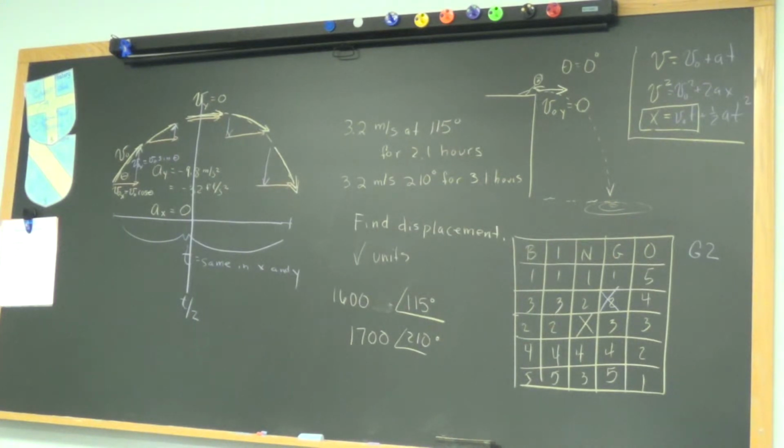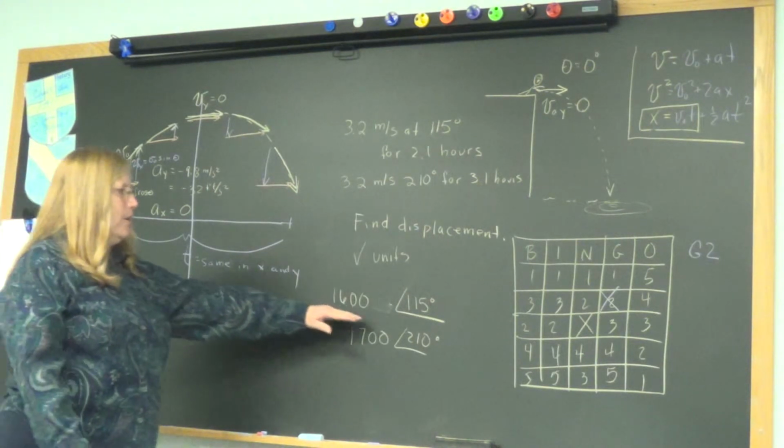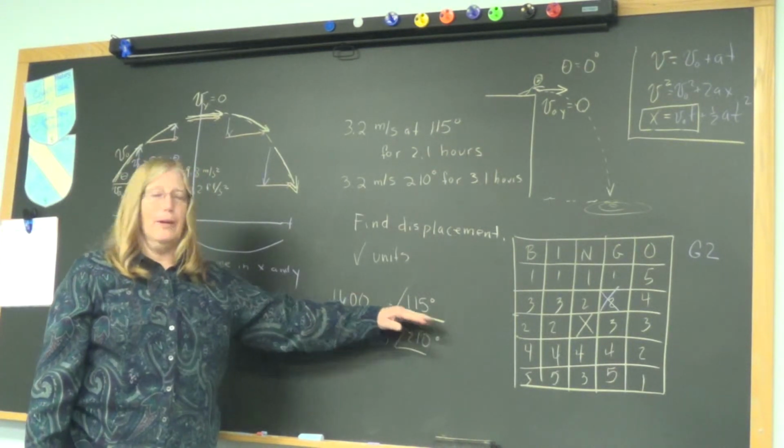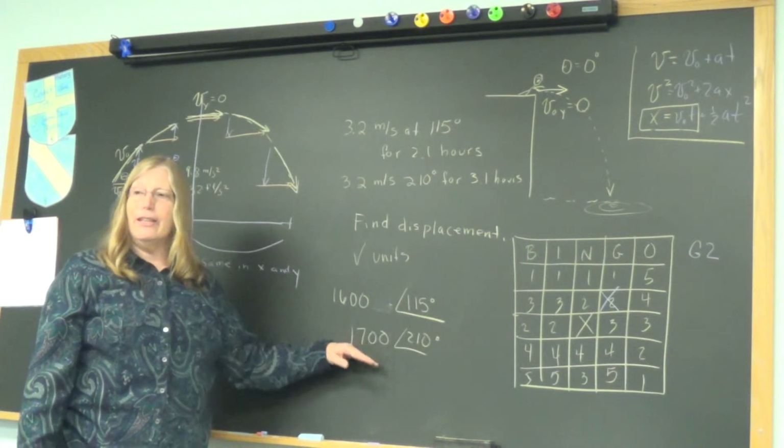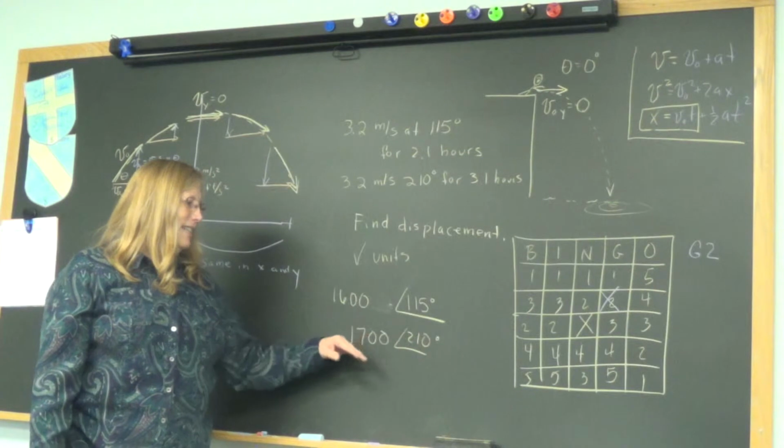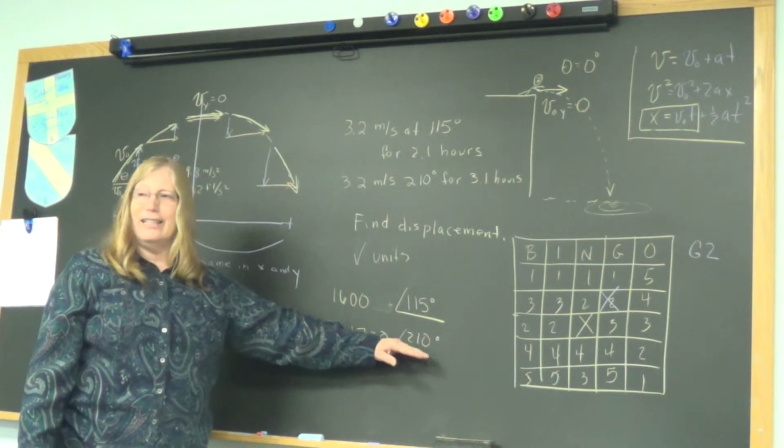So which trig function is for x again, and which is for y? Y is sine and x is cosine. Right, so you're going to cosine this to get the x component, sine this to get the y. And then do the same down here, cosine this to get the x, sine this to get the y.